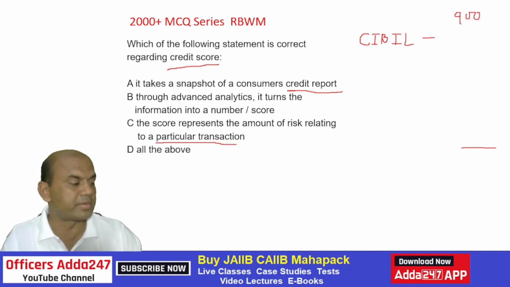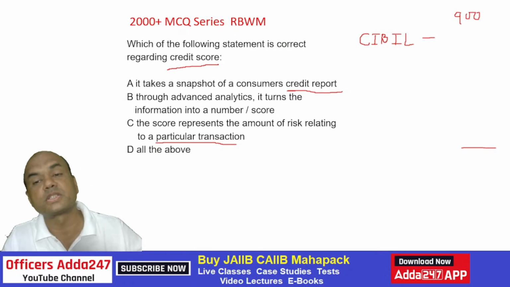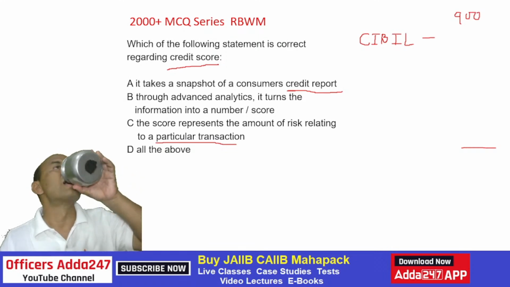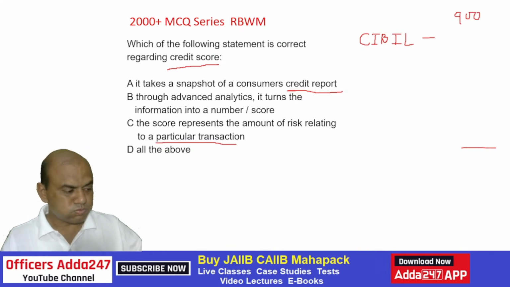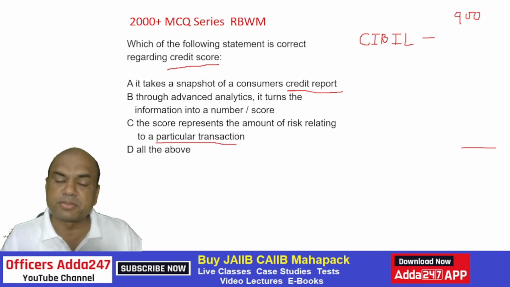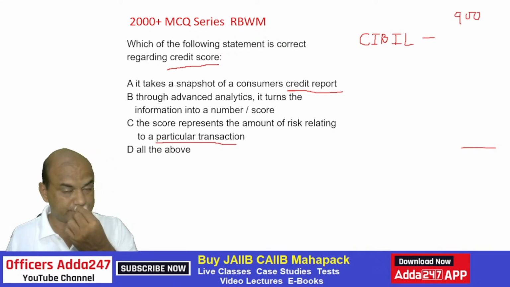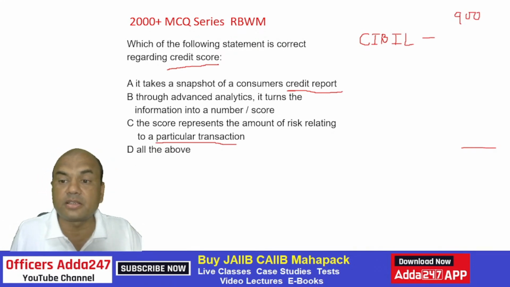Everyone, let me see the answers now. I'll ask you 2 questions now. Okay. What is the minimum CIBIL score? Yes, it is 300. What is a good CIBIL score?